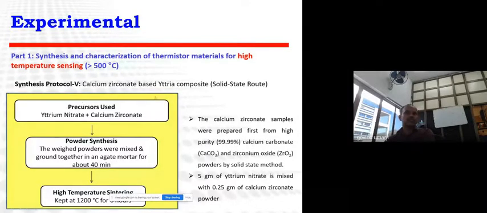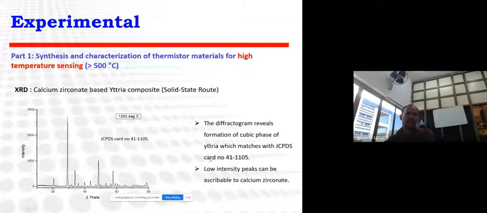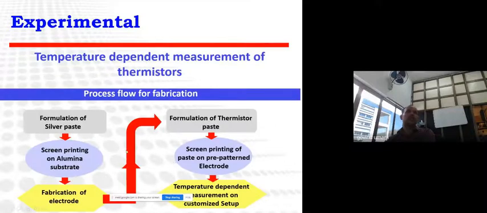One more is calcium zirconate, which we also synthesized in the same way, by the solid route technique. We have seen the XRD. Some of the peaks got matched with the cubic phase of yttria, but the low intensity peaks we cannot match, because we cannot understand whether we have to ascribe them to calcium zirconate, as there is no database available. Now all the materials got synthesized.